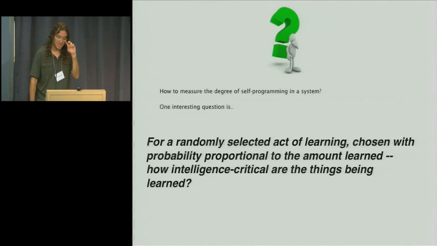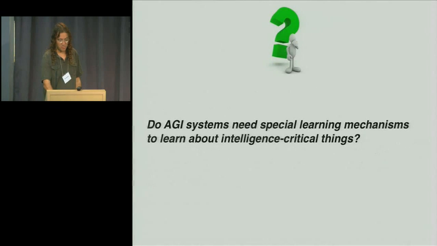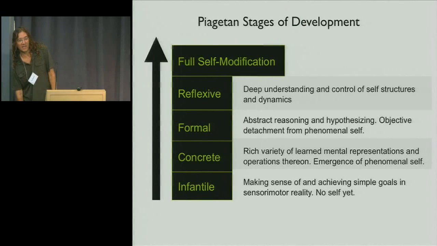So this is viewing self-programming as a case of learning, which is just learning about things that tend to have sensitive impact on the system's intelligence. And then the question that leads up to is, do you need special learning mechanisms to learn about intelligence-critical things? Or can you really just do it using generic learning? And in an OpenCog context, I come back to the Piagetan stages, which I'm so fond of.